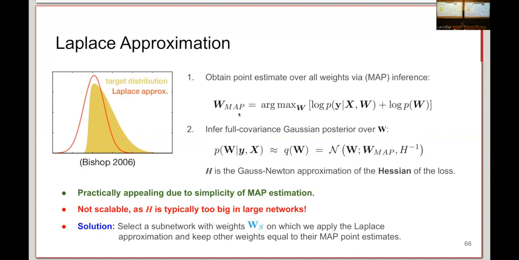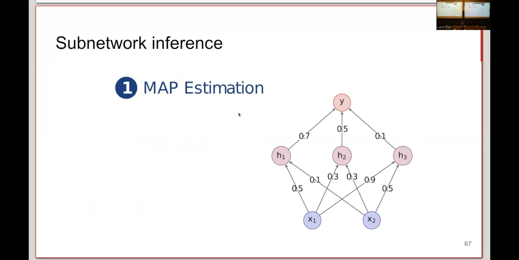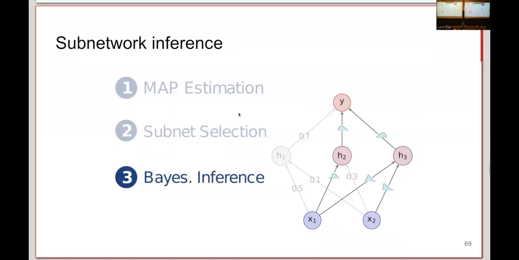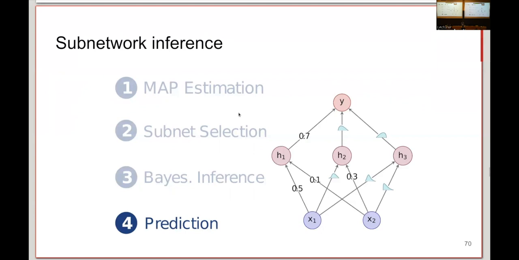Imagine that you have this neural network, you trained it using normal training in any way that you want, and you get some point estimates of the weights. You're going to choose a subnetwork. These are going to be some weights for which you are going to capture uncertainties. You will now put some distribution on those weights. And then when you make predictions, you just use the whole neural network. For some weights you are deterministic and for others you are uncertain.